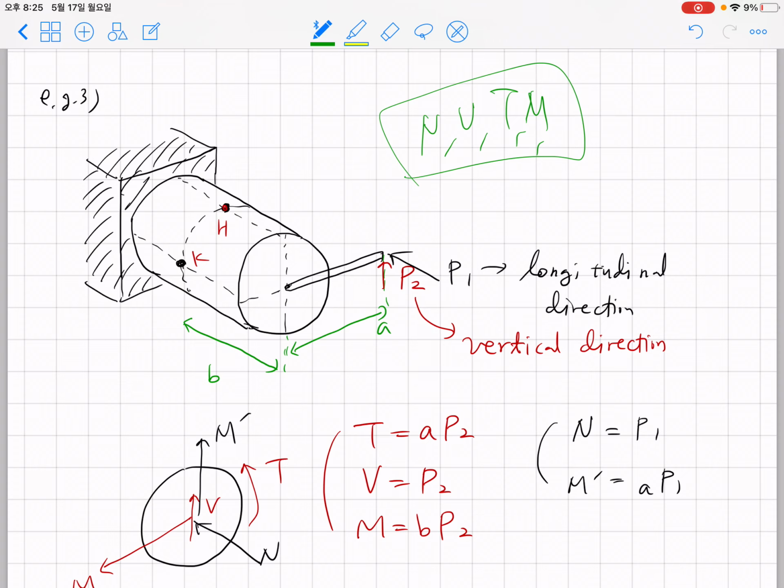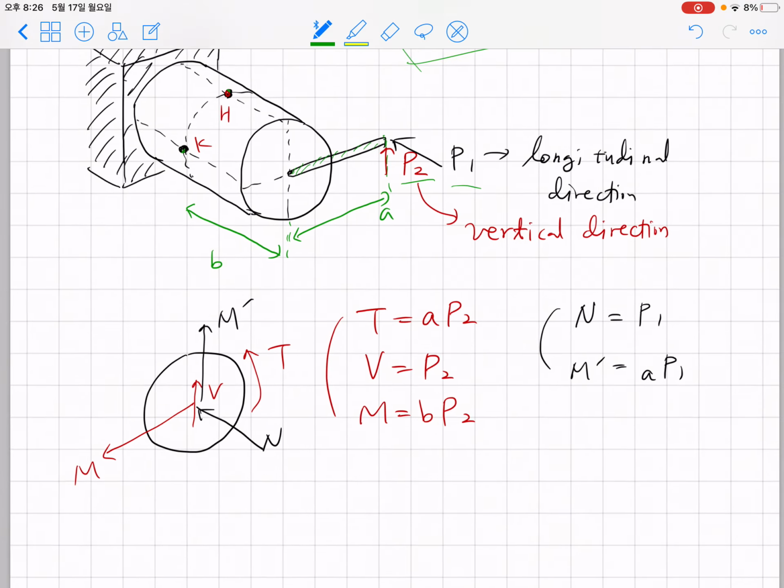And this problem has interesting loading. It has a cylindrical cantilever beam. At the end of the cantilever beam, we have a rigid rod attached to the end of this cylindrical cantilever beam. And at the end of this rod, we have two forces, P2 that is vertically upward, and P1 that's longitudinal, but in a compressive direction. Out of P1 and P2, we can generate all kinds of different reactions.